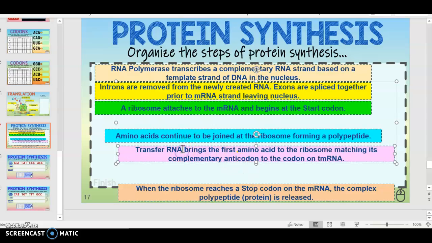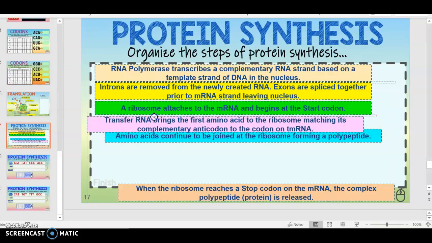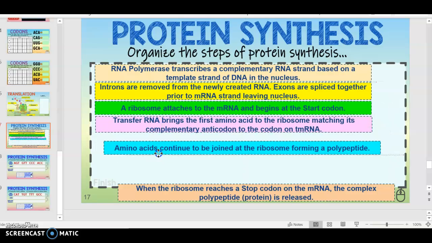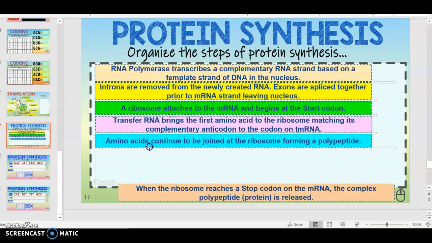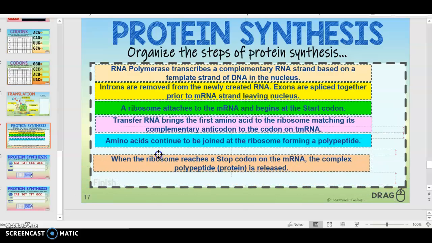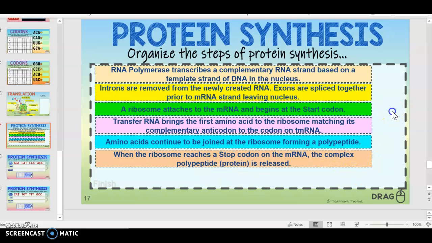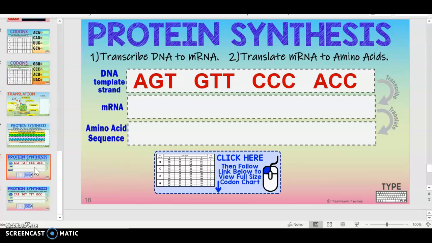So transfer RNA is going to start bringing the amino acids, right? And matching up by complementary codes. And then the amino acids continue to join, forming those polypeptide bonds. And then when the ribosome reaches a stop codon, then our protein, our polypeptide, will be released, and that's the end, okay?